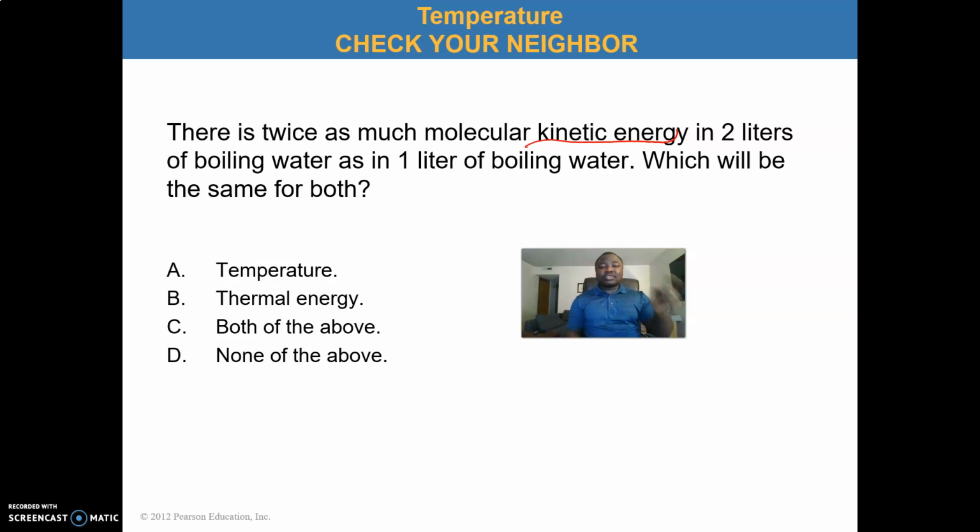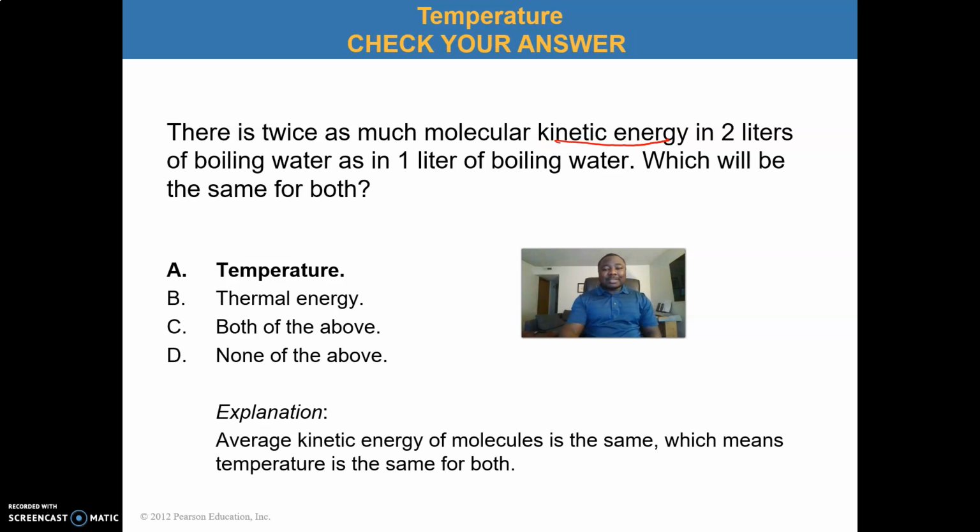So there is twice as much molecular kinetic energy in 2 liters of boiling water as in 1 liter of boiling water, and which will be the same? Is it the temperature? Is the temperature going to change? Is the thermal energy going to be the same? Will they be both? What's the case going to be?